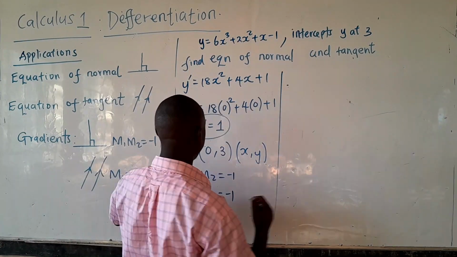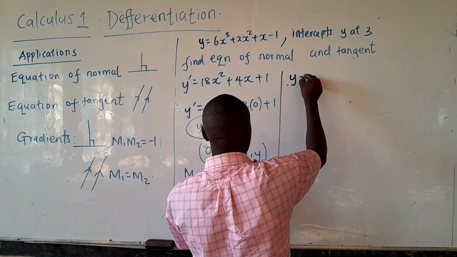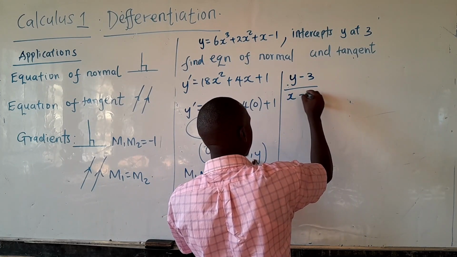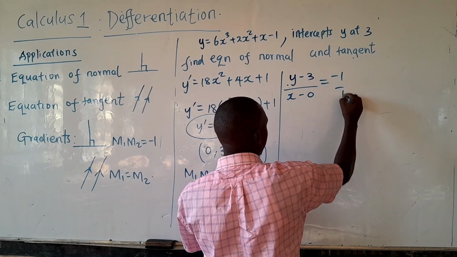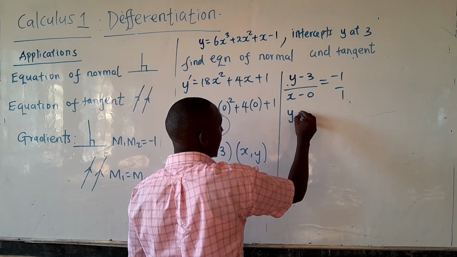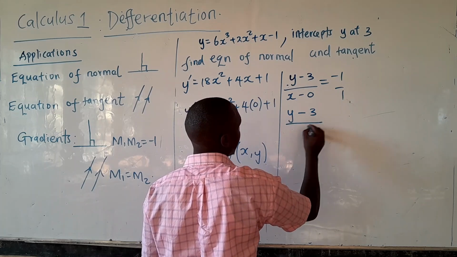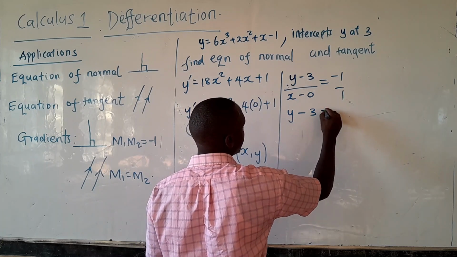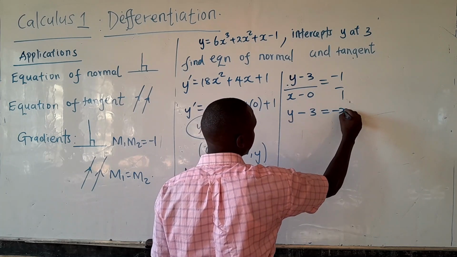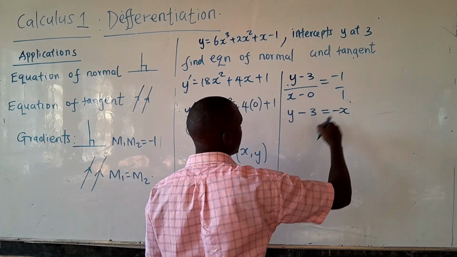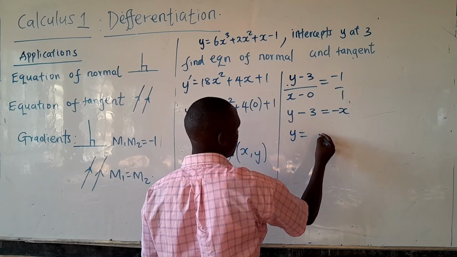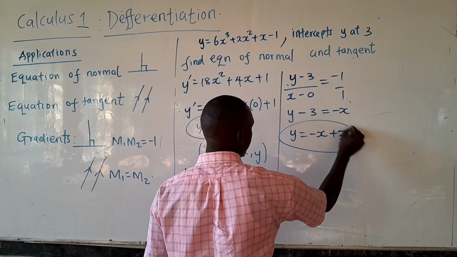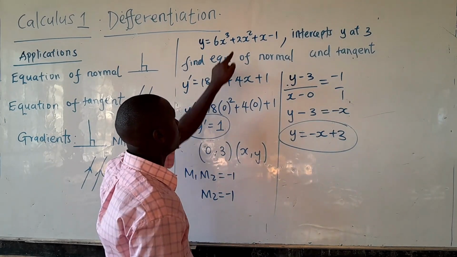To find the equation, we have (y minus 3) divided by (x minus 0) equals -1. So y minus 3 is equal to -x plus 0. That is, y is equal to -x plus 3. And that becomes the equation of the normal to our curve.